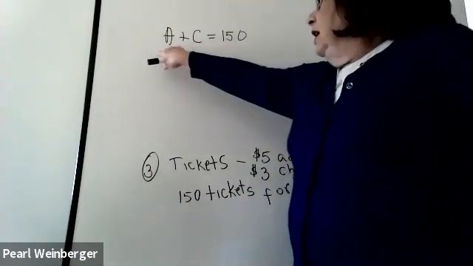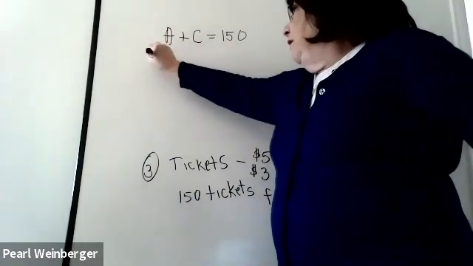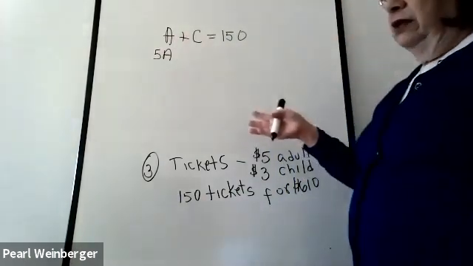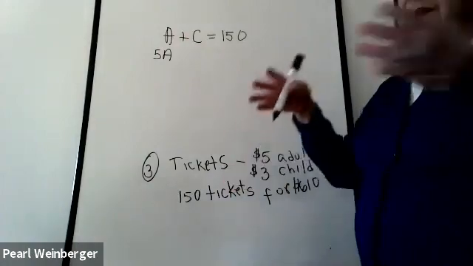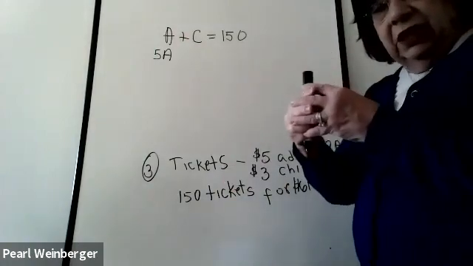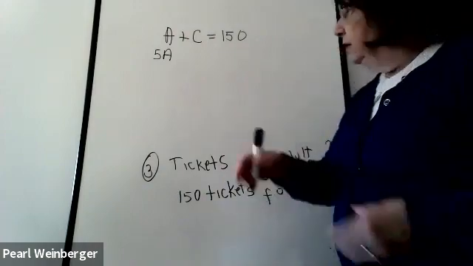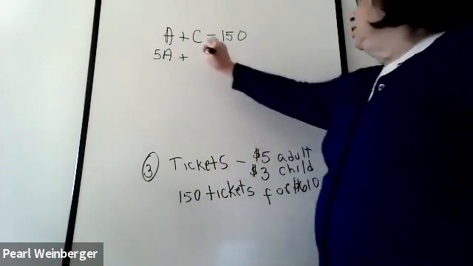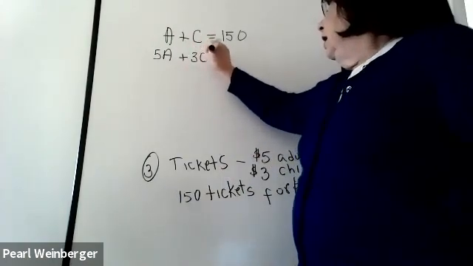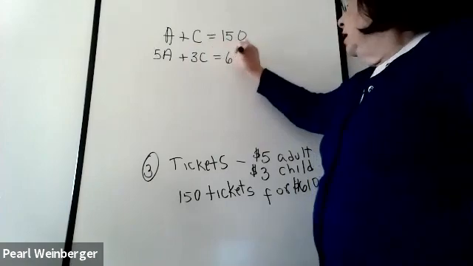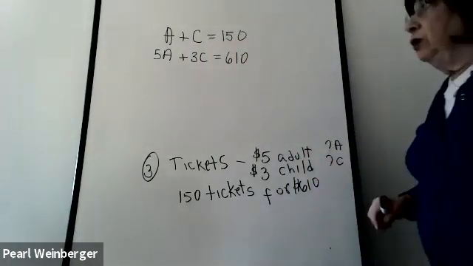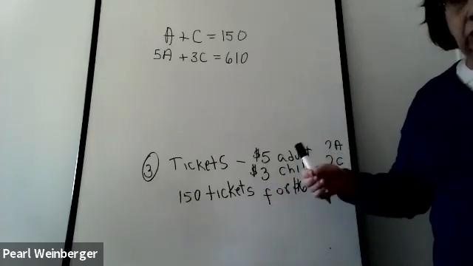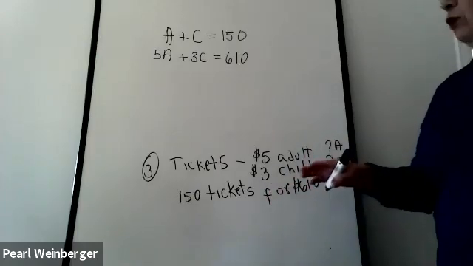The amount of money they got for the adult tickets is 5A. In other words, if they sold 100 adult tickets, they got $500, because not only how many did you sell of each kind, but you have to include the price. The amount of money they got for children's tickets is 3C. And that's our 610. So here is your system of equations where you have two variables and two unknowns. You should be able to have set up this system of equations.